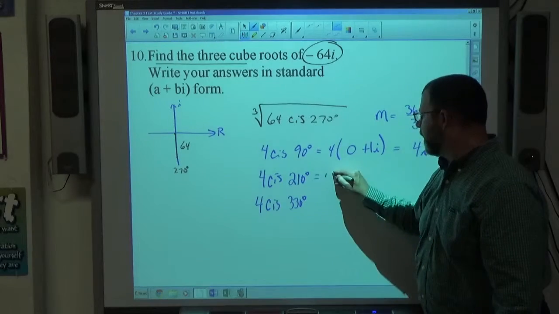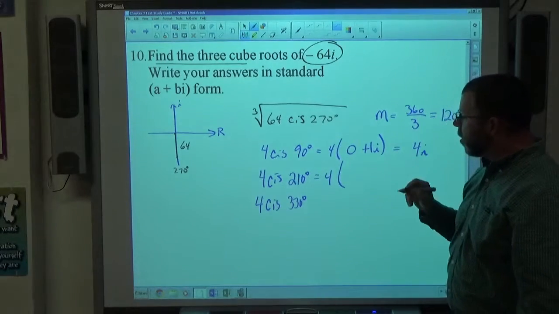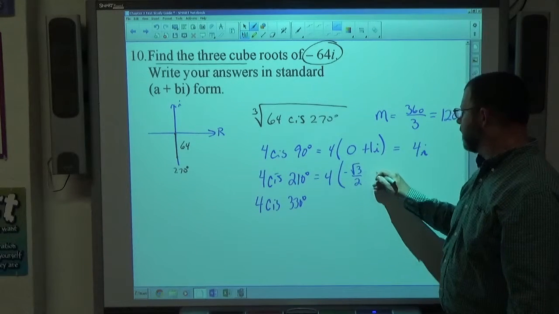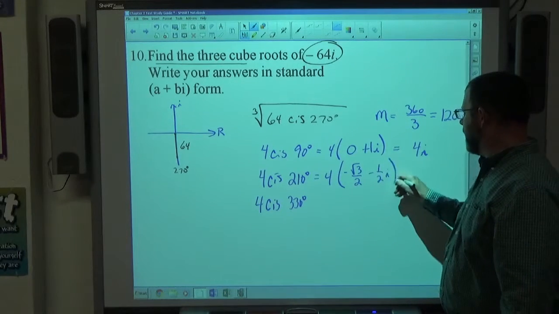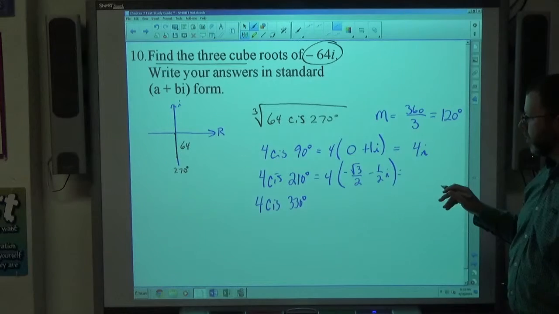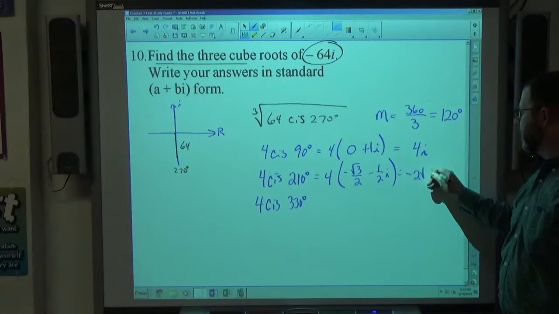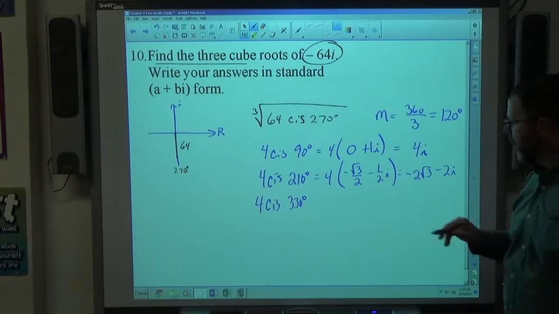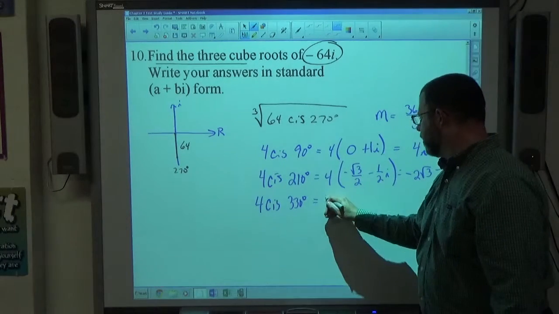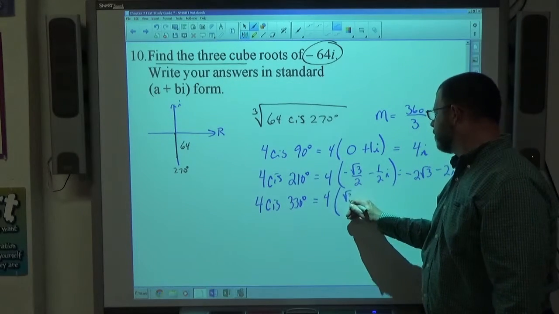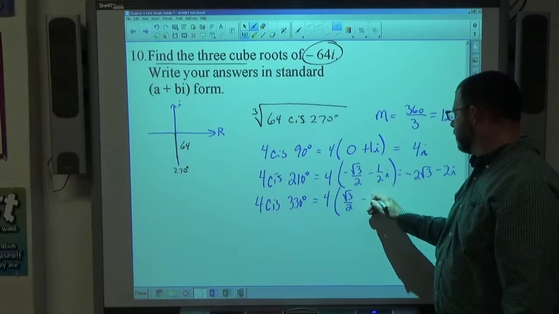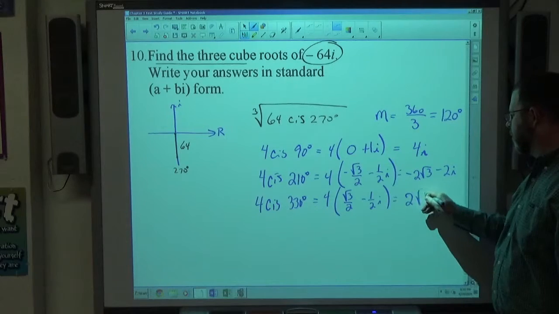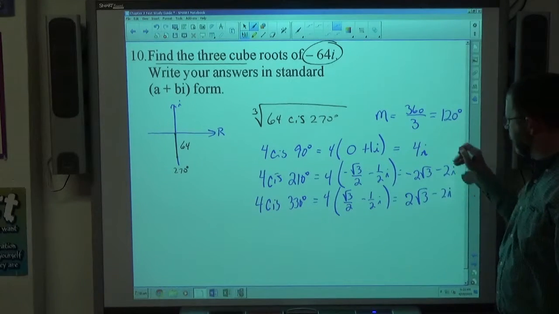4 CIS 210. Cosine of 210 is negative square root of 3 over 2. Sine of 210 is negative 1/2, and that gets multiplied by i. 4 times negative square root of 3 over 2 is negative 2 square root of 3. 4 times negative 1/2 is minus 2i. And then for CIS 330, the cosine of 330 is the positive square root of 3 over 2. The sine of 330 is negative 1/2. Multiply 4 through that, we're going to get positive 2 times the square root of 3 minus 2i.